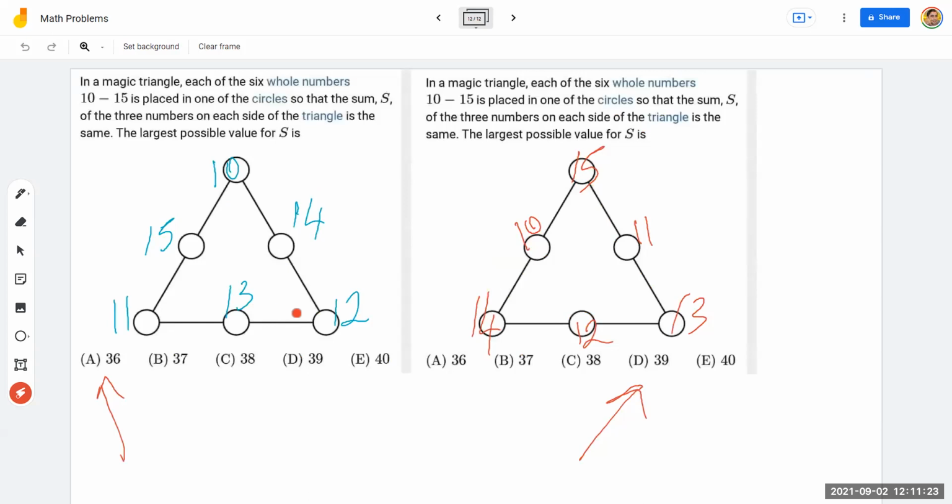In this question, we need to place the numbers from 10 to 15 in these 6 circles, and the total will be equal in all directions. So there are two options. One, we can place the big numbers in the center and the small ones at the corners, or we can do the opposite, the big ones at the corners and the small ones at the center.